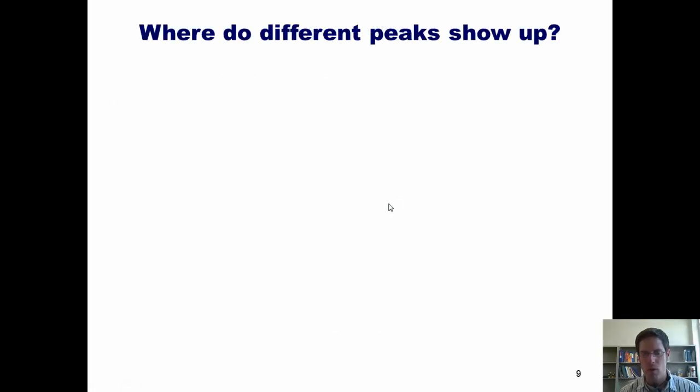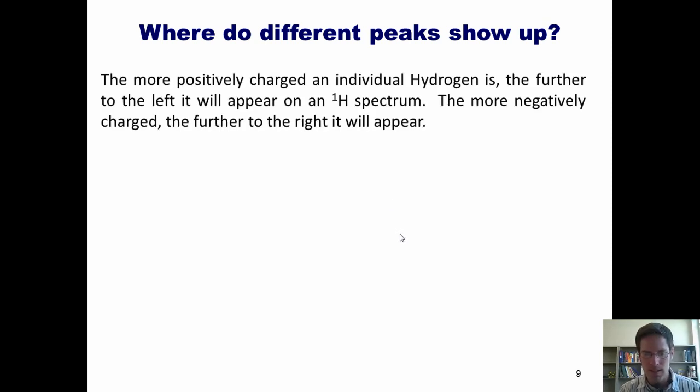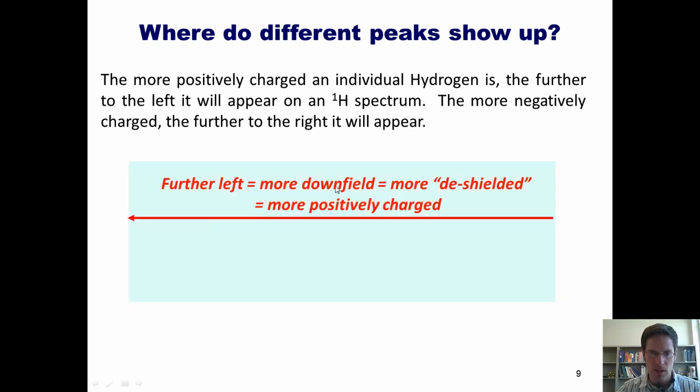So at this point you should be wondering, where do different hydrogen peaks actually show up? The answer to that depends on their individual partial charges. Generally speaking, the more positively charged an individual hydrogen is, the further to the left it will appear on an HNMR spectrum. The more negatively charged, the further to the right it will appear. We say then that further to the left equals more downfield equals more de-shielded, or in other words, is the same thing as saying more positively charged.